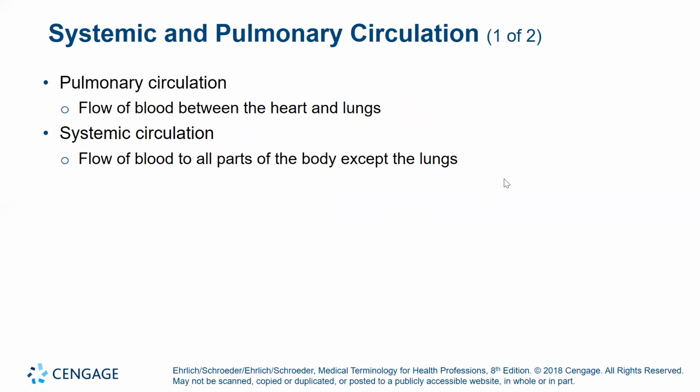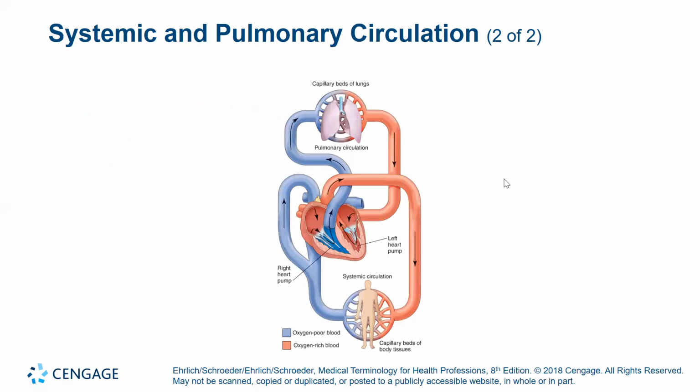Systemic and pulmonary circulation. We have the pulmonary circulation, which just means flow of blood between the heart and lungs. And then the systemic is flow of blood to all parts of the body except the lungs. You can see here in this figure, blood is pumped through the systemic and pulmonary systems. The blue here is the oxygen-poor blood, and then the red is the oxygen-rich blood. Together, the blood in these systems brings oxygen to the cells and removes the waste products from the cells.